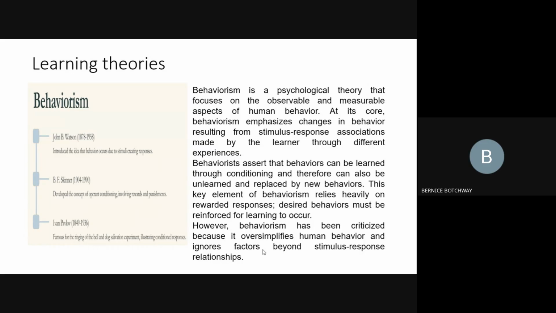Everyone who believes in this behaviorism theory is a behaviorist. So these two behaviorists, we have John B. Watson, who is a propounder. He introduced the idea that behaviors occur due to stimuli creating responses. These behaviorists assert that all observable and measurable behaviors can be learned, and also they can be unlearned. And as such, you can replace them with new behaviors.